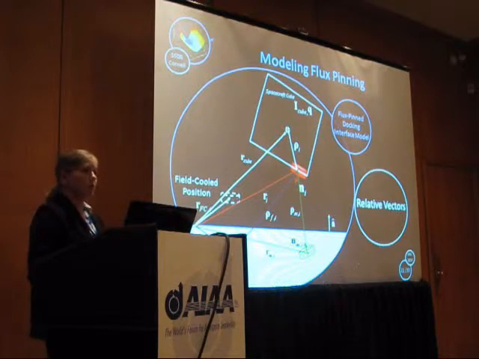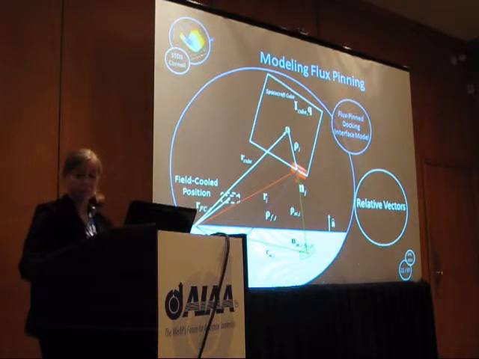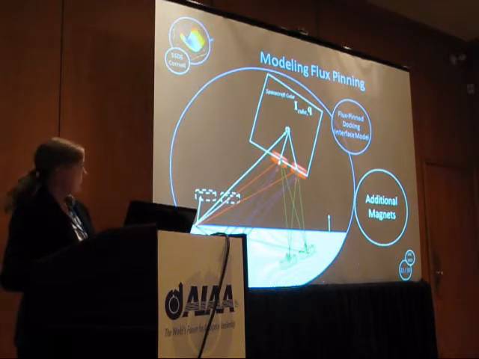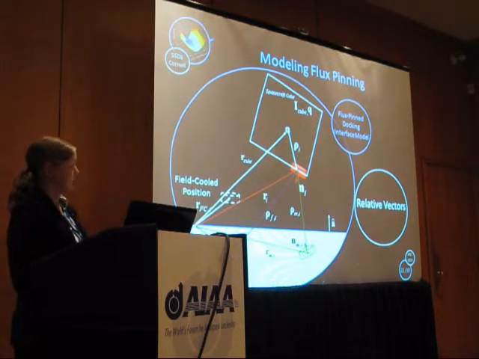And again, I was talking about close proximity rendezvous, so we really need to worry about the relative vectors of everything. So we've got all of our relative vectors. And this constitutes the basic work of a simple model with just one magnet in it.